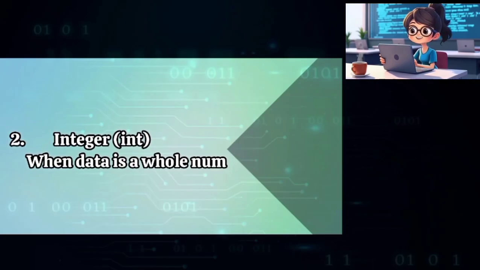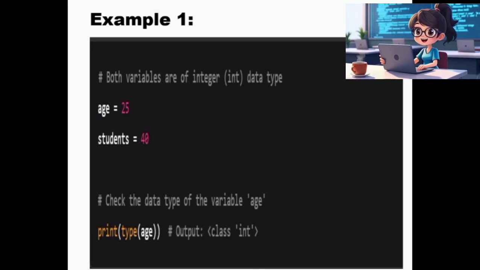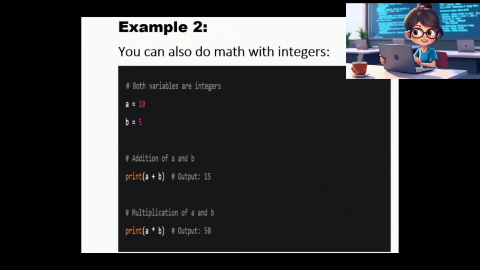2. Integer, int. When data is a whole number, an integer is a number without any decimal. We use it to count age, quantity, score, or any whole unit. Example 1: age equals 25, students equals 40, print type age. You can also do math with integers. Example 2: a equals 10, b equals 5, print a plus b. Output: 15. Print a times b. Output: 50. Integers are the most common type you'll use in calculations.